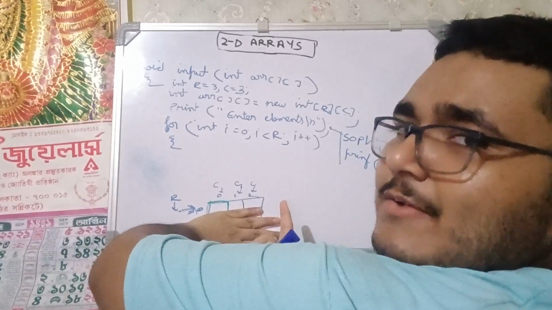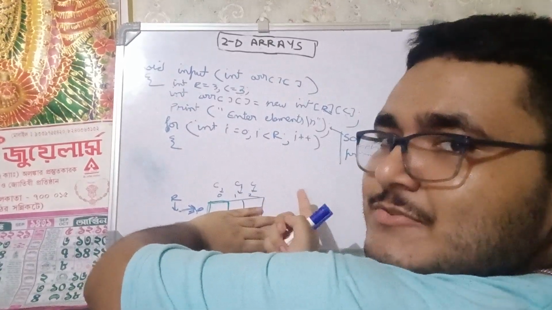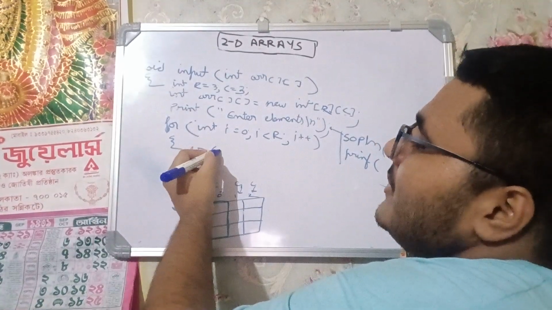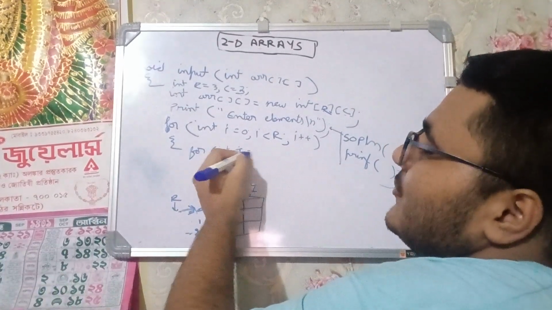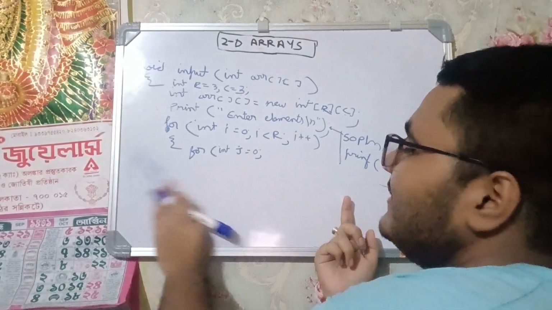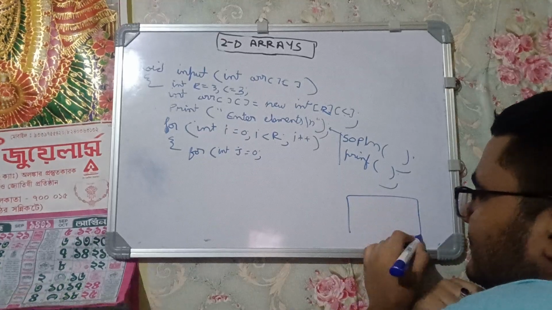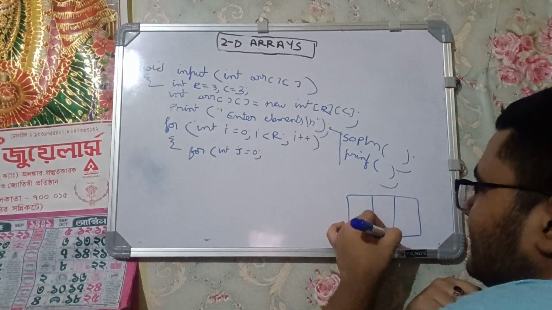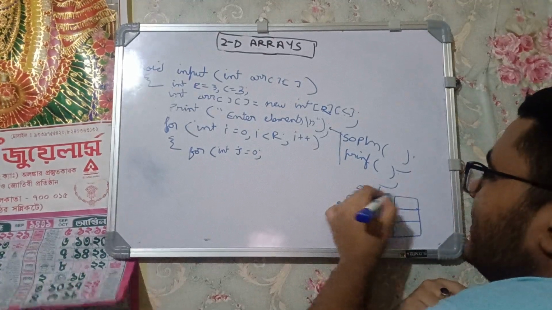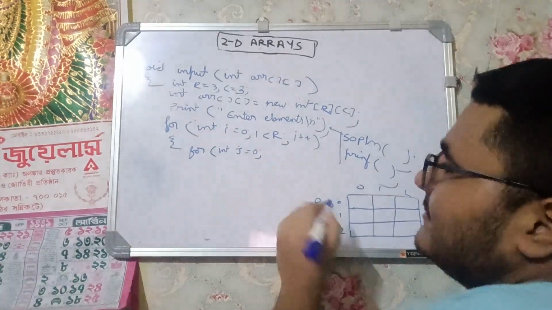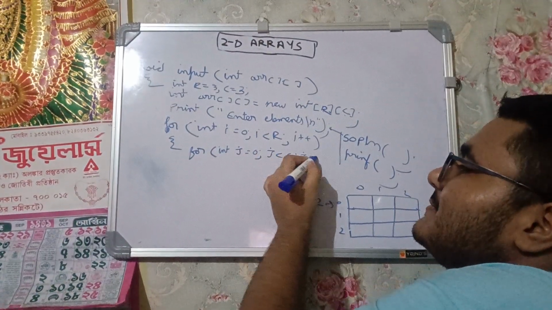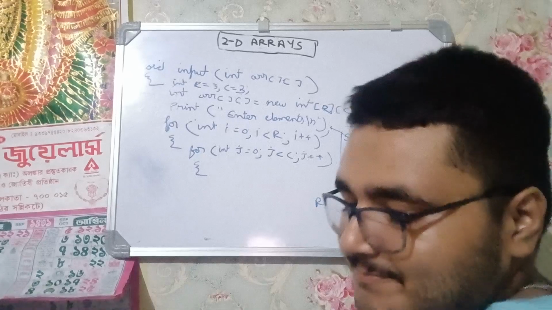So how to travel in any 1D array? Obviously using a loop. So inside this, I need another loop, for int j = 0. This is what we call a nested loop. I am redrawing the diagram here. 0, 1, 2, 0, 1, 2. Fine. j = 0; j < c; j++, opening brace.